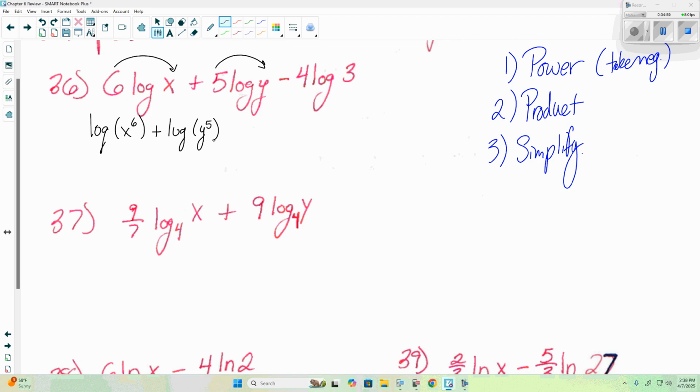Negative 4 log of 3. Well, we'll take the negative 4 up as an exponent, giving us log of 3 to the negative 4. So when we say take the negative, if there's a negative in front of that log with a number, we take the negative up. If there's no number, it's just negative 1. Questions on our first step?